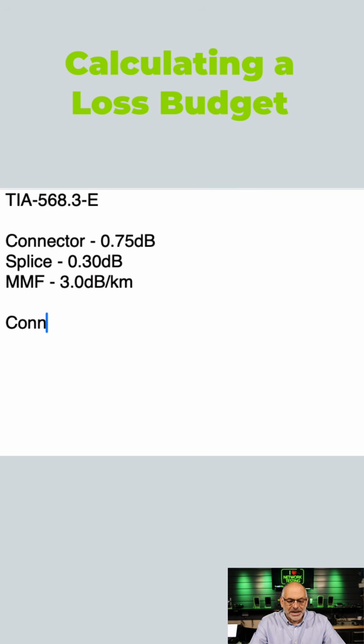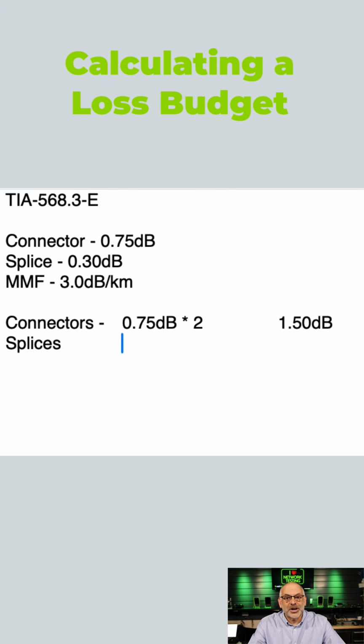So I've got my connectors. Now I've got a connection on each end. So that would say that I would take that 0.75 dB times 2 connectors. In that case, that gets me 1.50 dB of loss. If I have spliced on pigtails or spliced on connectors, then 0.30 dB times 2 splices, one for each end, is going to be 0.60 dB of loss for splices.